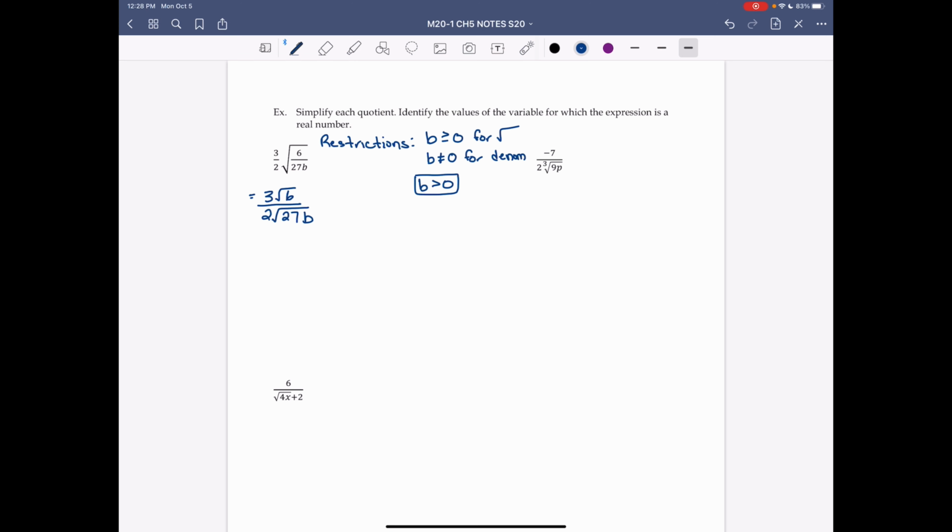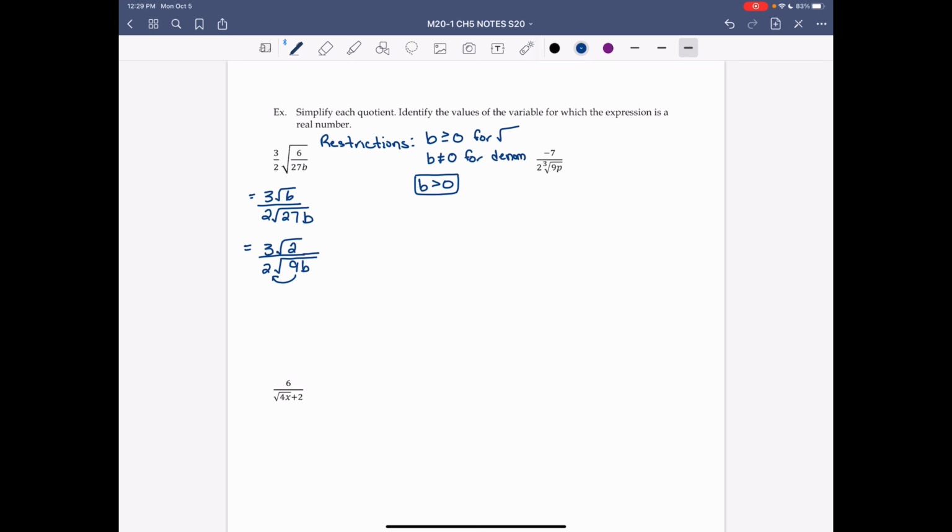Let's see if we can reduce it all. Our coefficients are 3 and 2. We can't reduce those. Our radicands are 6 and 27b. We can reduce those. 6 and 27 are both divisible by 3. We divide by 3, we get 2 on the top. 27 divided by 3 is 9, so we have 9b in the root on the bottom. 9 is a perfect square.